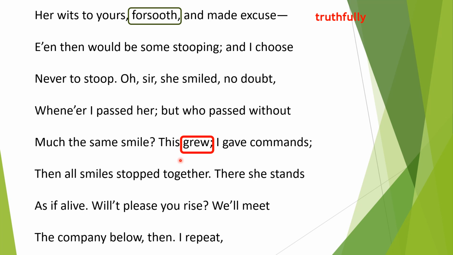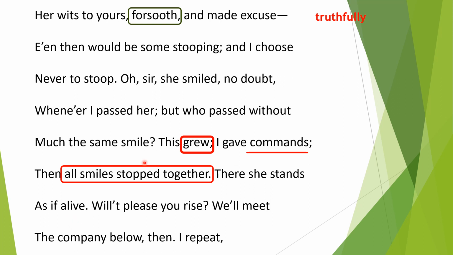The same thing happened with this lady and this duke. "This grew." And what did he do? "I gave commands." What commands did he give? "Then all smiles stopped together." There are no more smiles. What do you think might have happened? Look at this line: "There she stands as if alive." As if alive. That means she is no more alive. He ordered his people to kill her, and he killed her.